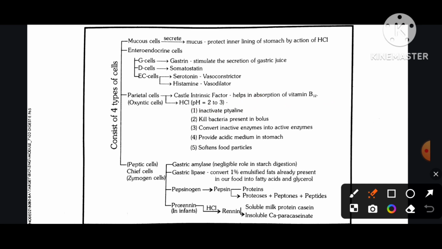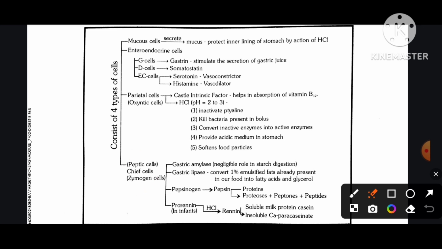Functions of HCl: number one, it activates pepsinogen; it kills bacteria present in the bolus, converts inactive enzymes into active enzymes, provides an acidic medium in the stomach, and softens food particles.